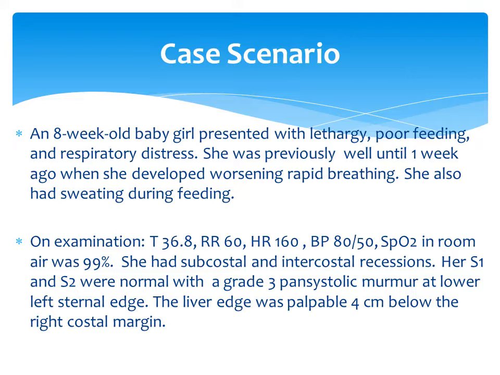On examination she was afebrile, her respiratory rate was 60 breaths per minute and heart rate was 160 beats per minute. Blood pressure was 80/50 mmHg, oxygen saturation in room air was 99%. She had subcostal and intercostal recessions. Her first and second heart sounds were normal with a grade 3 pansystolic murmur best heard over lower left sternal edge. The liver edge was palpable 4 cm below the right costal margin.